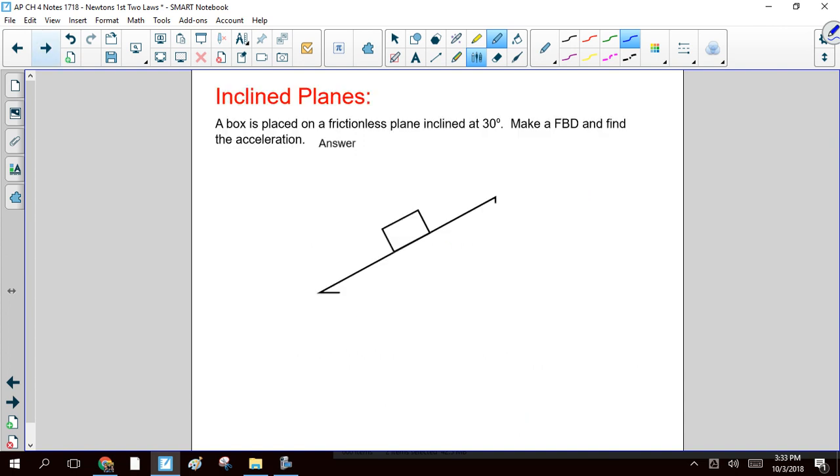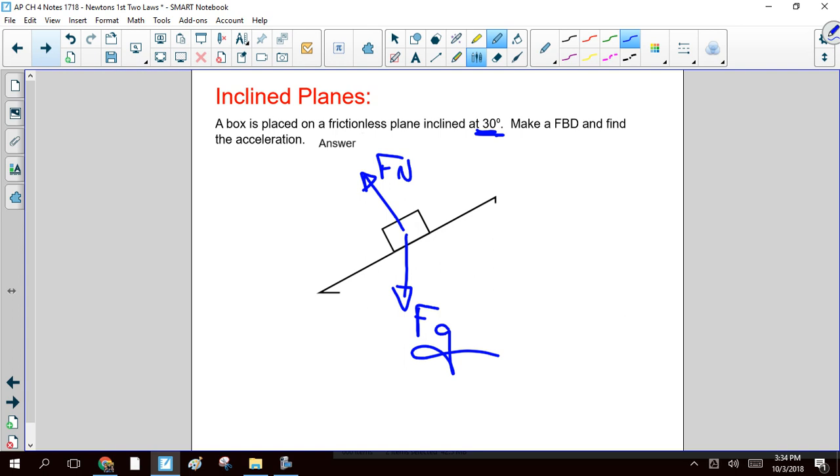So, simple examples. Suppose you've got an inclined plane, and a box is placed on the plane, and let's suppose it's inclined at 30 degrees, all right? Let's make a free body diagram and find the acceleration, okay? So what forces are acting on this thing? Well, there's gravity that's pulling down, right? So here's our force of gravity pulling down. And there's got to be some sort of normal force, all right? We know that our normal force has to act perpendicular to our surface, right? And I think that's it, right?